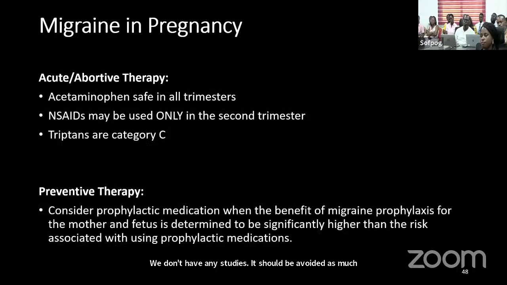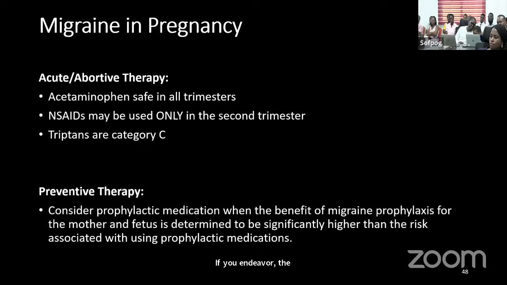Right. So once again, for acute therapy in pregnancy, we are looking at paracetamol. It is safe in all trimesters. NSAIDs can only be used in the second trimester, and the triptans are considered category C. So if the benefit outweighs the risk, definitely go ahead and give it. Sumatriptan is what has been used most frequently. If you are in doubt, please refer to the neurologist.